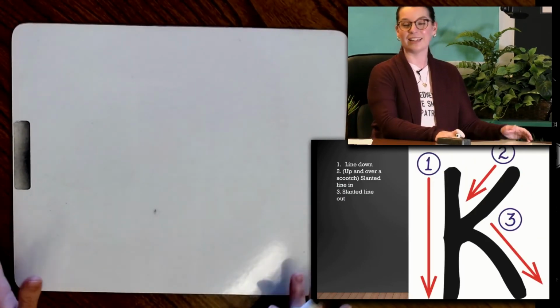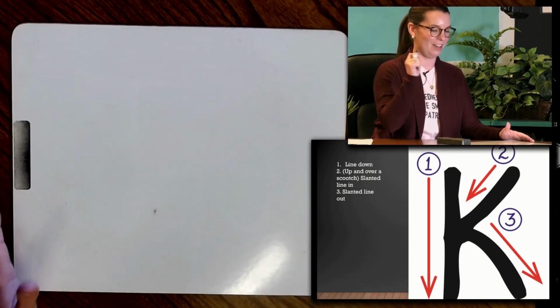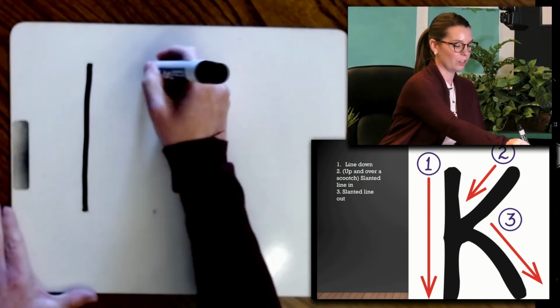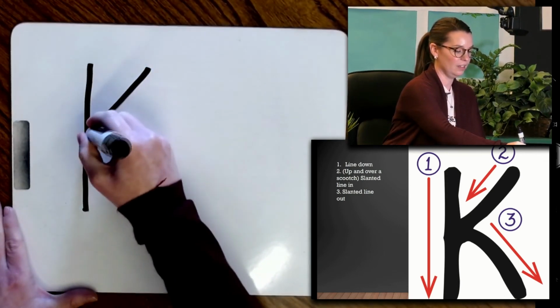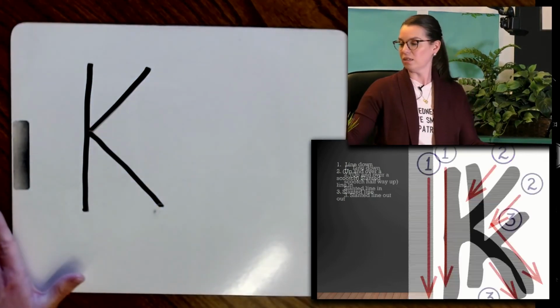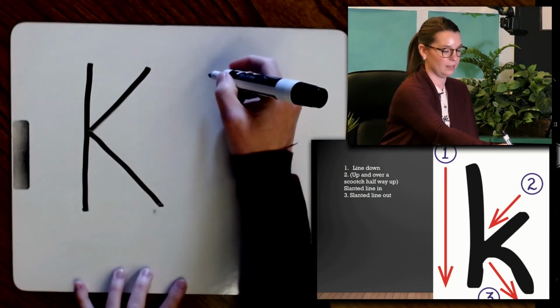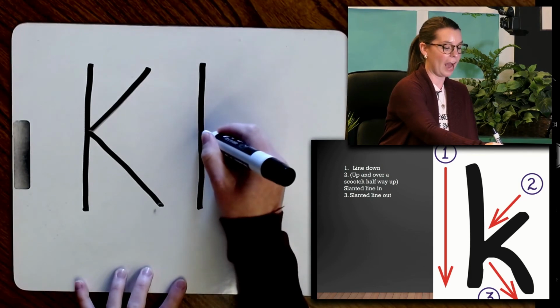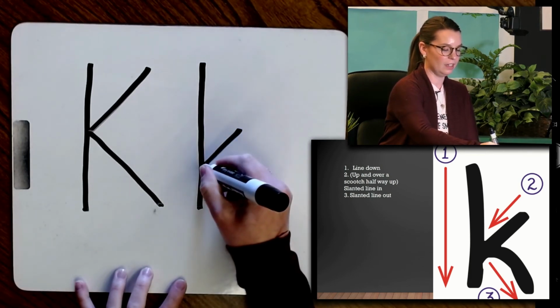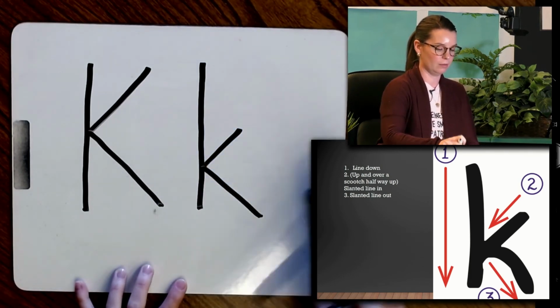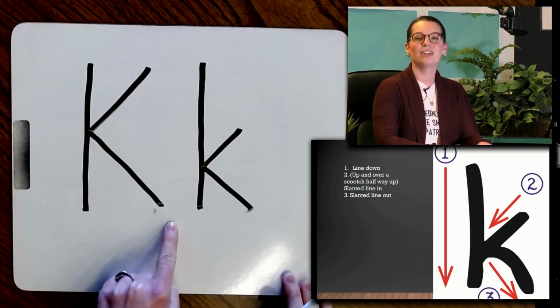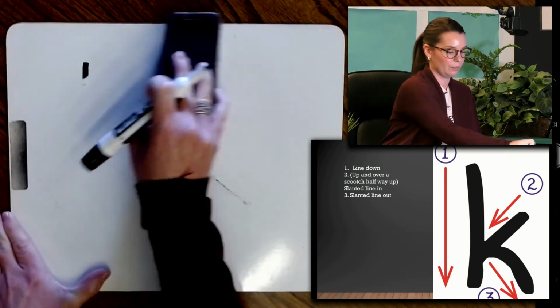Next letter is a K for Kevin. Pens up, line down, up and over a scooch, slanted line in, slanted line down. Lowercase k, pens up, line down, back up and over halfway up, slanted line in, slanted line down. Name this letter. K. Sound this letter. K. Erase.